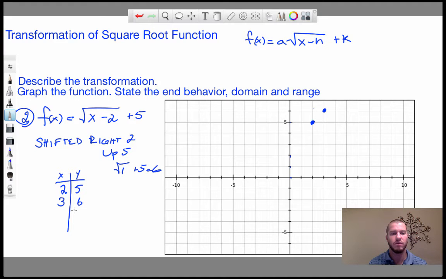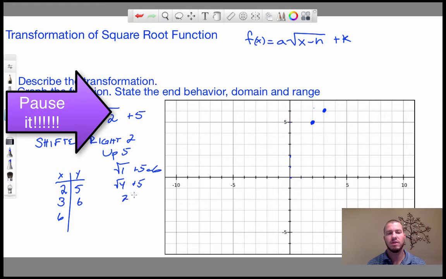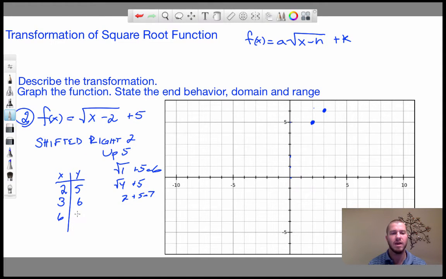So I have that point (3, 6). And then what's going to make that radical a 4? Which is going to be 6. 6 minus 2 is 4, so that's the square root of 4 plus 5. So that's going to be 2 plus 5 is 7. So when x is 6, y is 7. So I have that point (6, 7), which is going to be here.